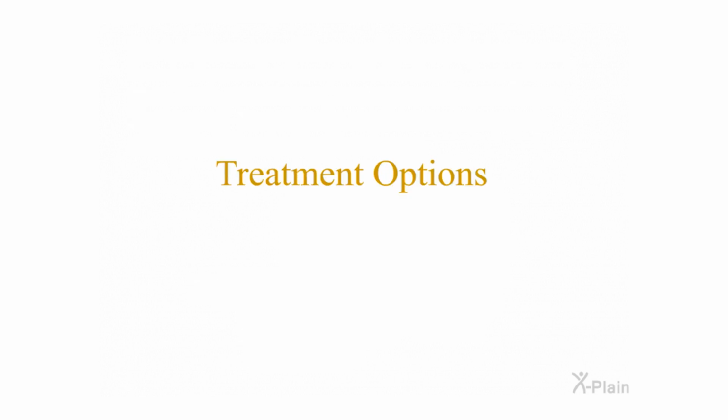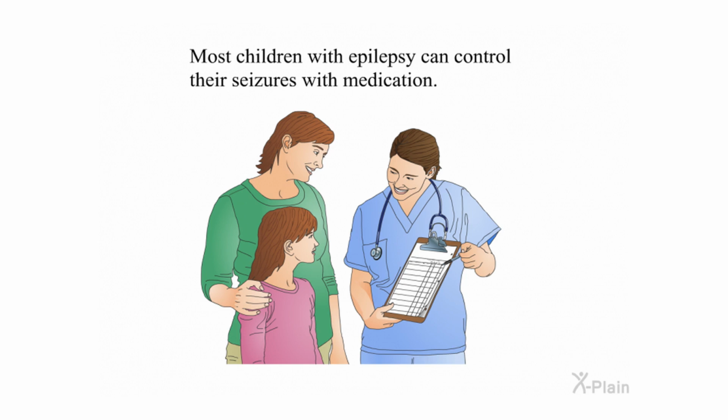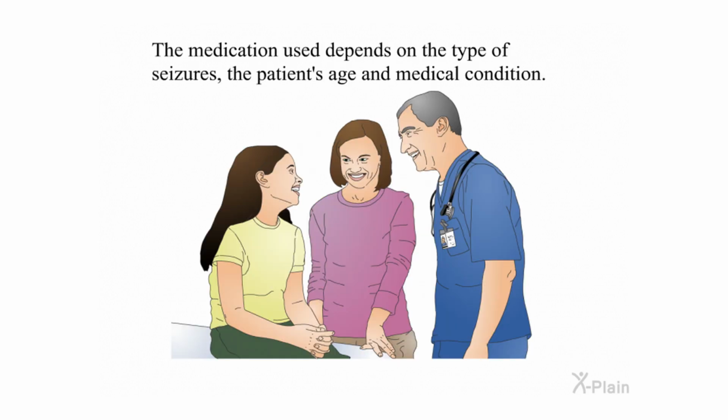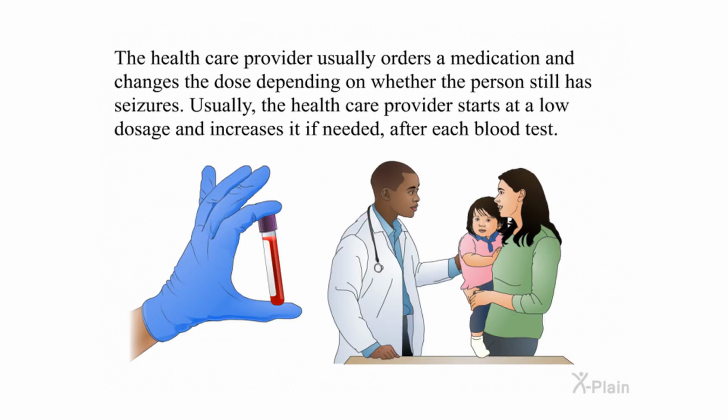Treatment options. Most children with epilepsy can control their seizures with medication. The medication used depends on the type of seizures, the patient's age, and medical condition. The healthcare provider usually orders a medication and changes the dose depending on whether the person still has seizures. Usually, the healthcare provider starts at a low dosage and increases it if needed after each blood test.